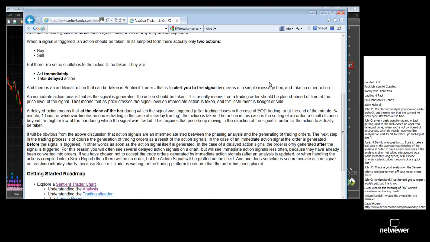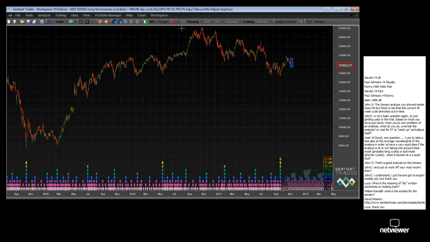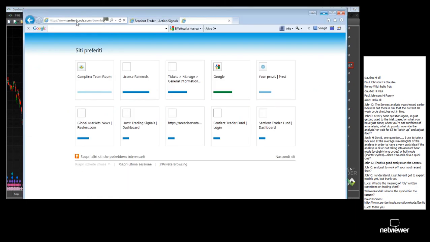Let me pop this link into our chat window. This is in the user manual, all about the action signals. So take a look at that, and you'll see there somewhere it says that if it is a delayed action signal, then that will be plotted on the chart with a DLY in brackets afterwards. Okay, that's the DLY on the trading chart. It's a delayed action signal.